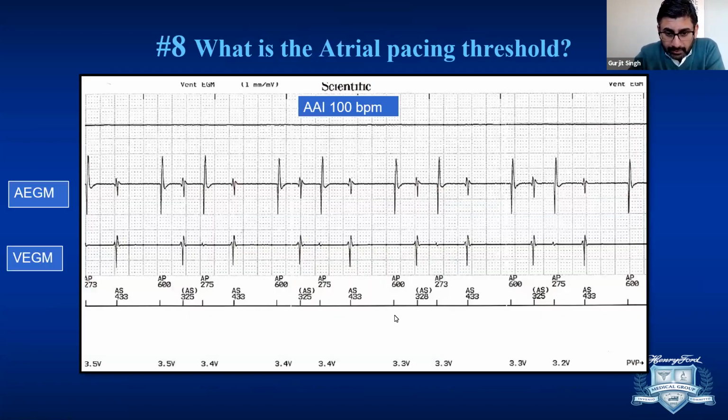Okay, next question is, we have a patient with a pacemaker and we're trying to do atrial threshold testing. I'm pacing the pacemaker at AAI 100 beats a minute, and why am I not able to do the threshold testing? Anybody want to take a guess?